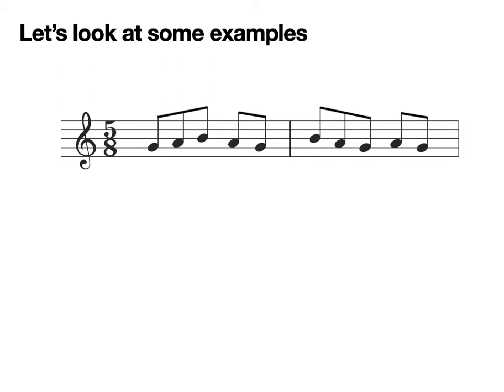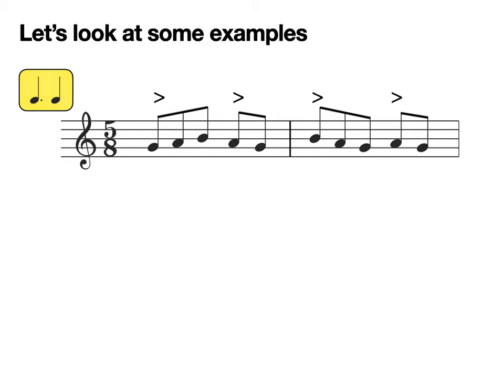Again, as we saw with 5/4, we wouldn't count this in 5. We would actually count this in 2. We have 2 strong beats in this melody. Let's put them in. So this would be dotted crotchet followed by crotchet.